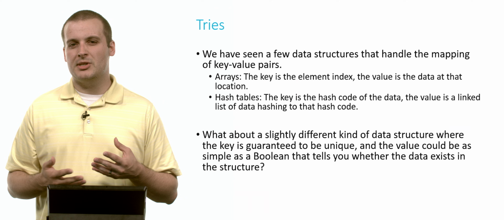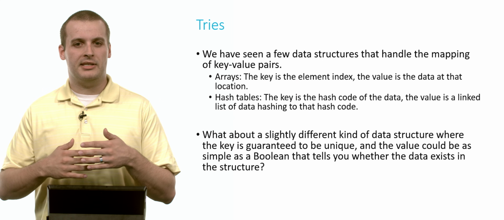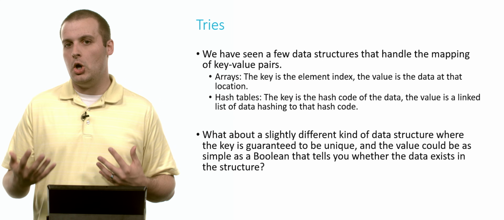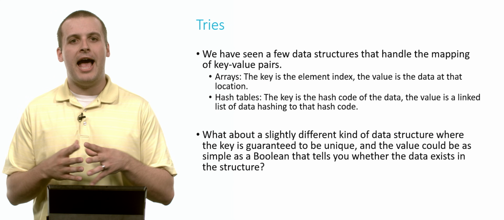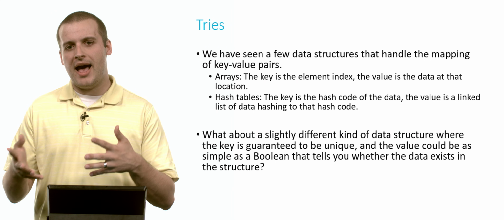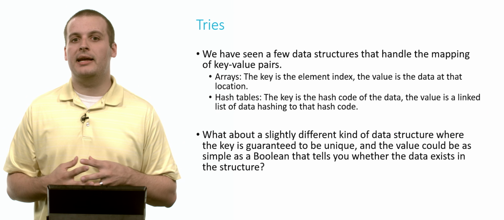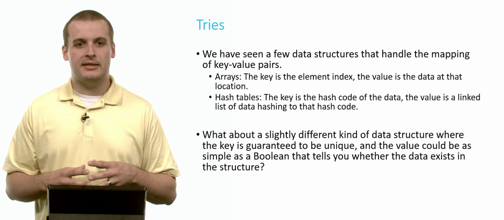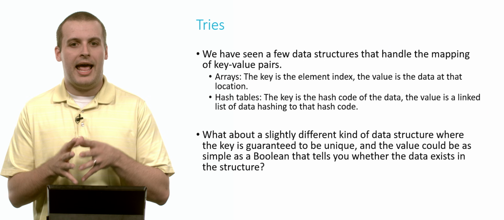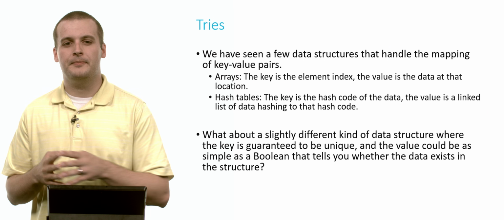With a hash table, it's sort of the same idea. With a hash table, we have this hash function that generates hash codes. So the key is the hash code of the data. And the value, particularly when we talked about chaining in the video on hash tables, is that linked list of data that hashes to that hash code, right?